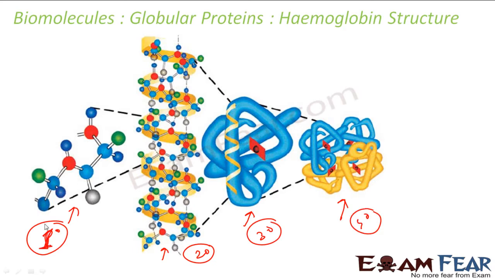Okay, this is my hemoglobin. It looks like this. You zoom it, you see only the blue part. This is my tertiary structure. You see the helical pattern in this. You get this secondary structure, and in this secondary structure, the sequence is my primary structure.